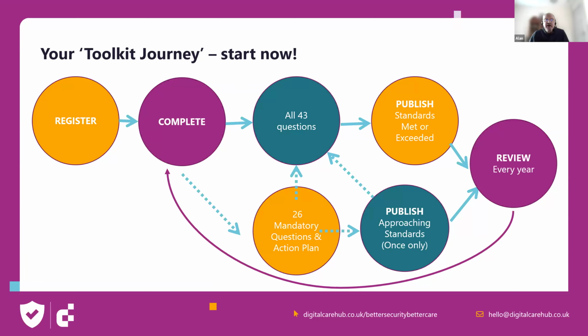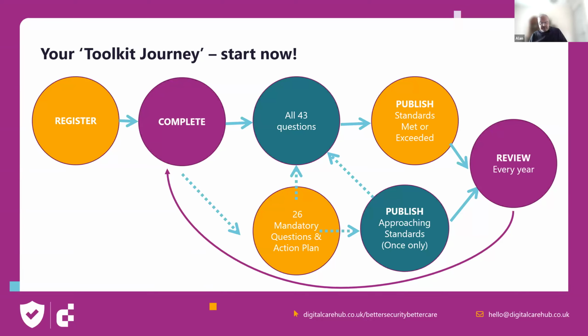However, if you can't get there in one go, it is possible to answer the 26 mandatory questions and produce an action plan. And so you could publish at approaching standards. However, you're only able to publish at approaching standards once, and you will need to review your DSPT on an annual basis, by the 30th of June, which is why the session this afternoon is running, to enable those of you who haven't got there yet to get there. And it's very much about ensuring that your organization is current in terms of its response to data and cyber security. And we'll look at each of these stages in a bit more detail as we work through.